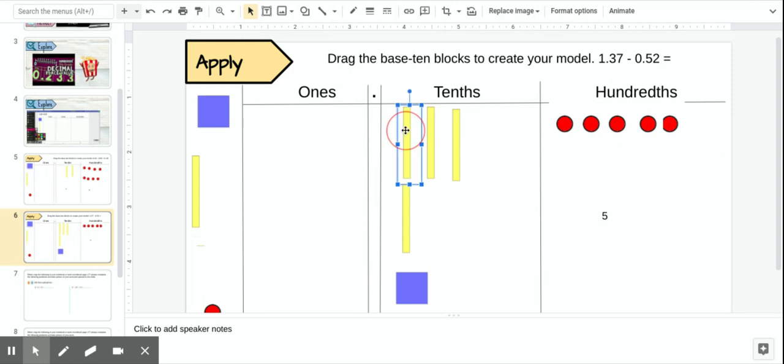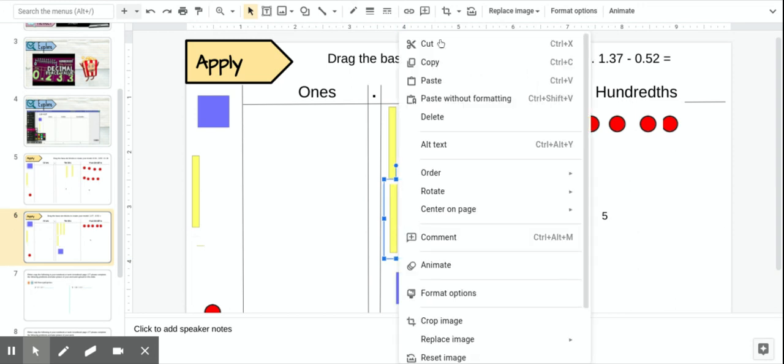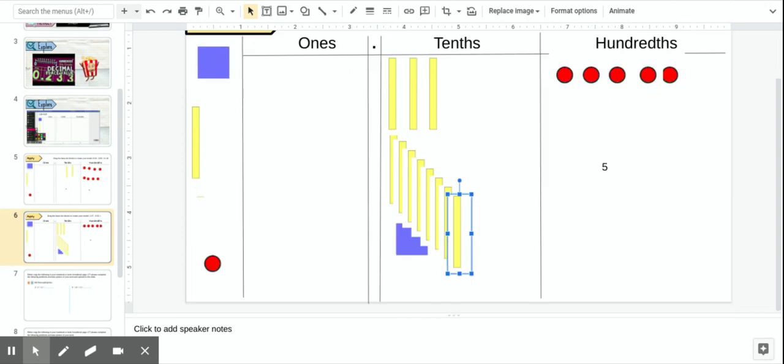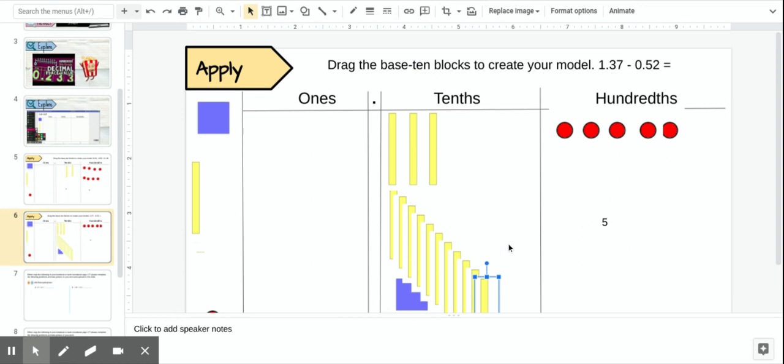It looks like in the tenths column, I need to take away 5, but there are not 5 here. So what I need to do is go over and borrow from the ones place. I'm going to borrow it. Here it is. I'm dragging it over, but it's not in the same format. Remember, to make this whole, how many do I need? If you look on the video on slide number 3, it said that I need 10 tenths to make a whole. So that's exactly what I'm going to do.